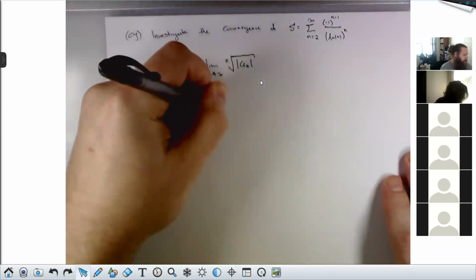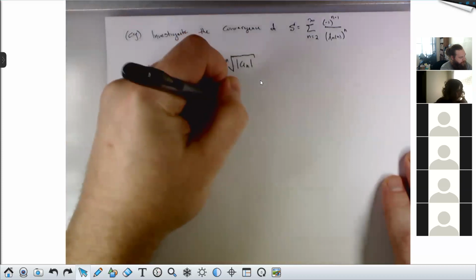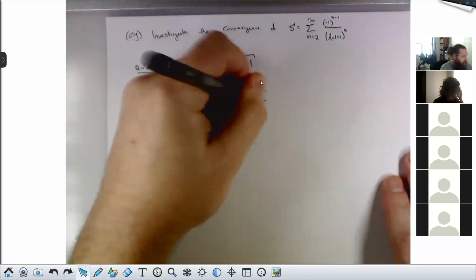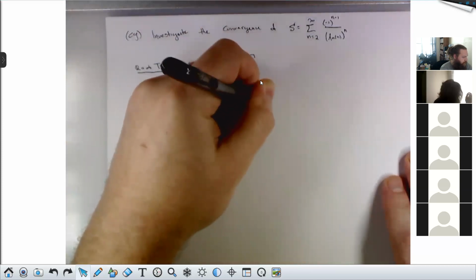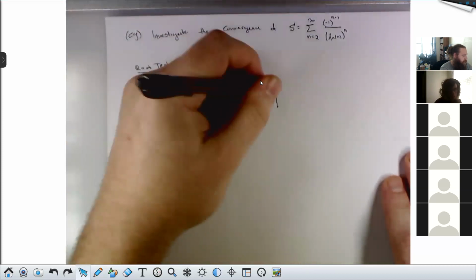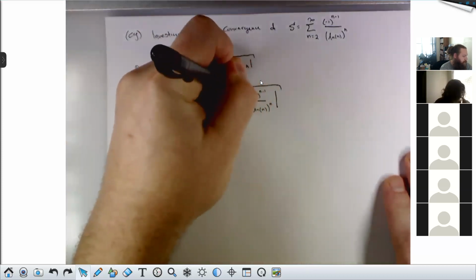This will be the limit, n to infinity, of the nth root of the absolute value of -1 to the n minus 1 over the nth power of the natural log. Like so.